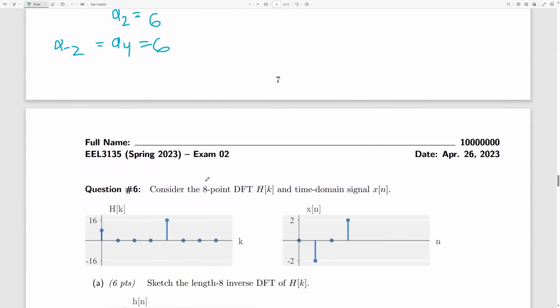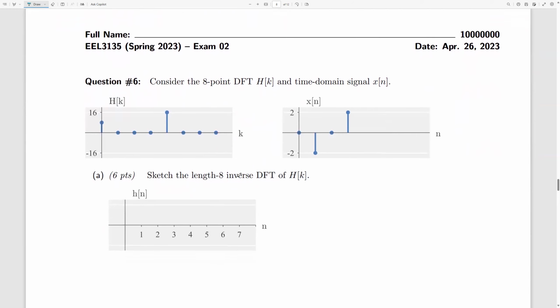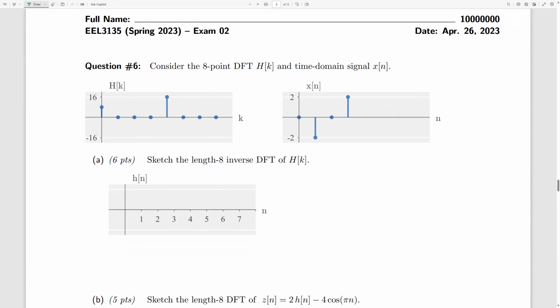Next, consider the 8-point DFT H of k of the time domain signal x of n. Sketch the length 8 inverse DFT of H of k. Here, I will just use the definition of the inverse DFT. Let's see how this goes. So I have h of n equals, let's write out the raw definition: 1 over n, the sum over k equals 0 to n minus 1 of H of k e to the j 2 pi k n over n. I believe this is correct.